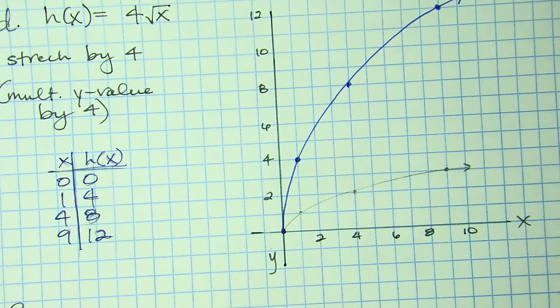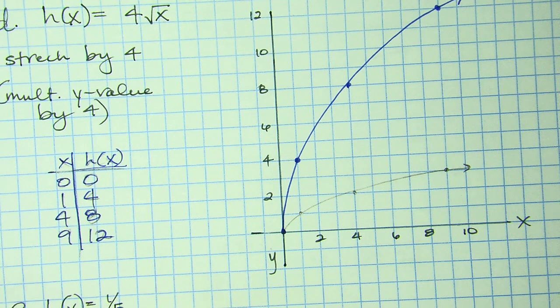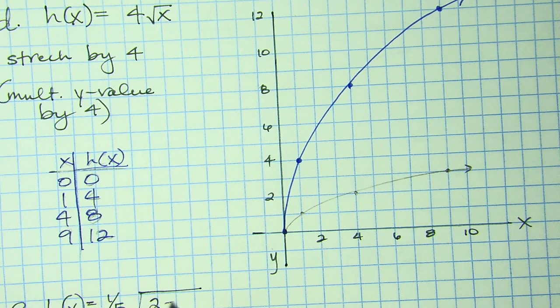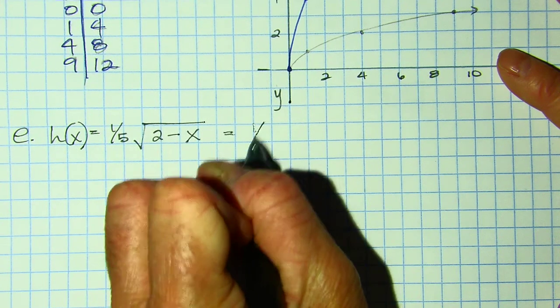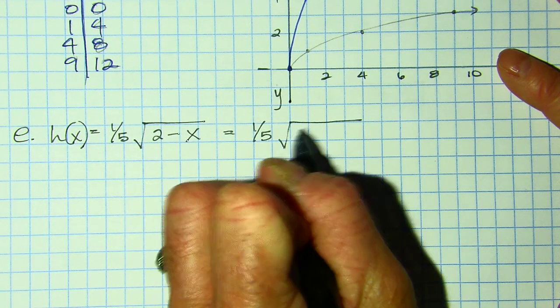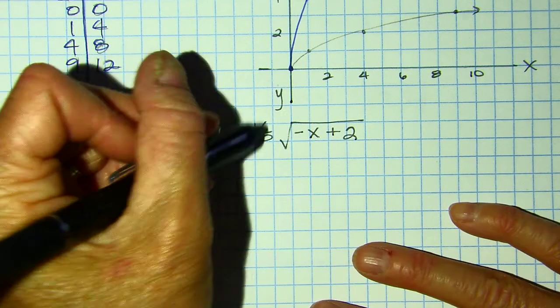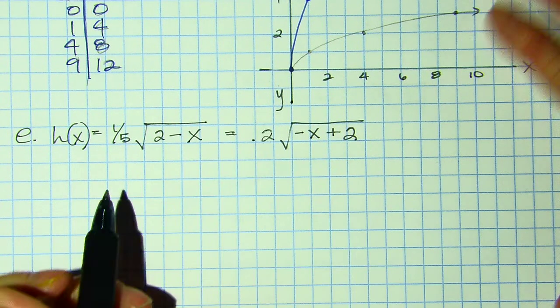E, they'd like us to graph h of x equals 1/5 times the square root of 2 minus x. All right, so first of all, I'm going to rewrite this in order. So 1/5, and then I'm going to put negative x. I'm going to rewrite it so it's in order. And I'm also going to make this the decimal, which is 0.2, because I think that's easier.